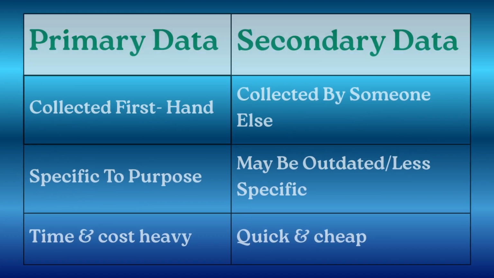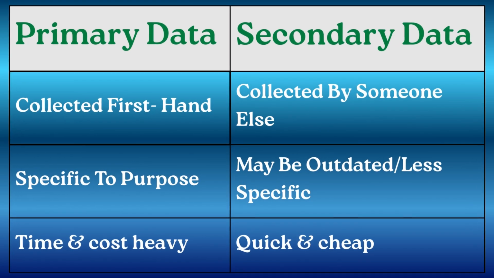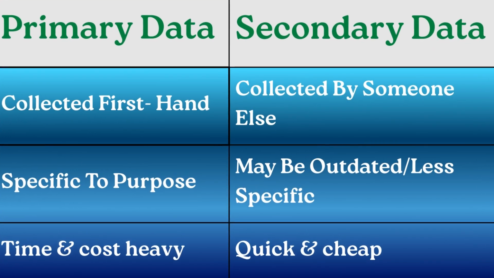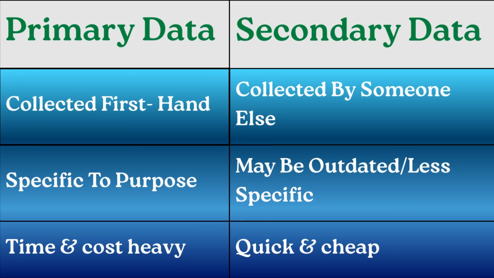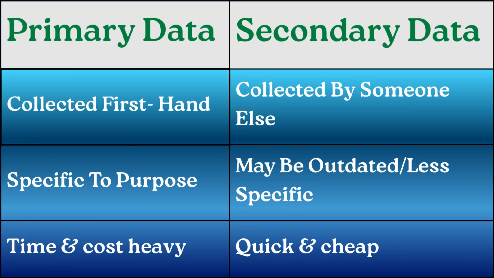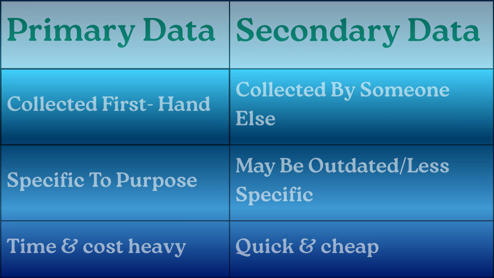Now, let's quickly compare primary and secondary data side by side. Primary data is collected firsthand, directly by you. It is fresh, reliable, and tailored to your purpose, but takes more time and cost. Secondary data, on the other hand, is collected by others. It is quick, cheap, and easy to access, but may be less specific or outdated. In short, primary gives accuracy while secondary gives speed.